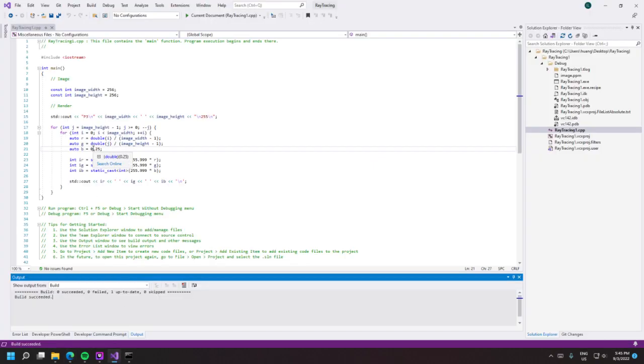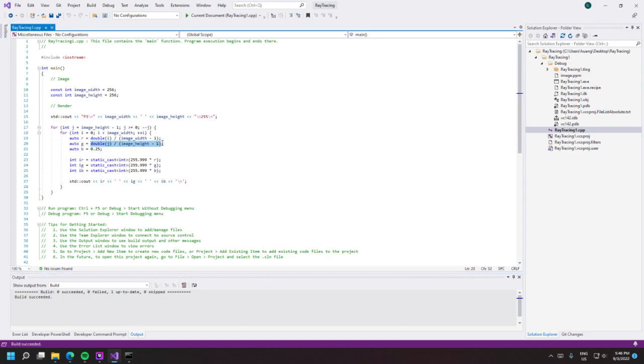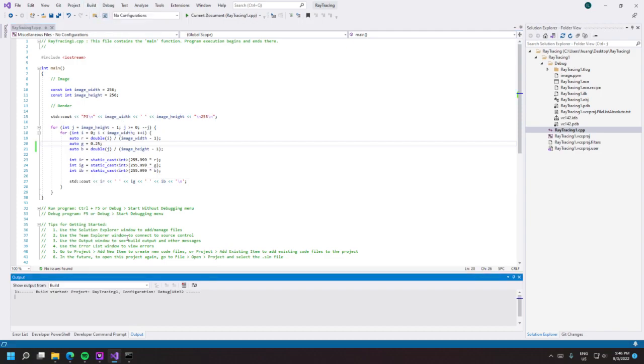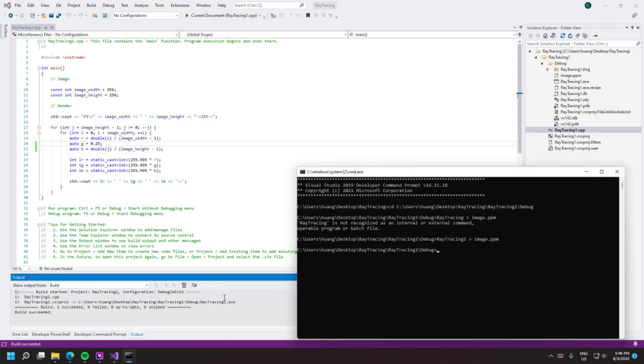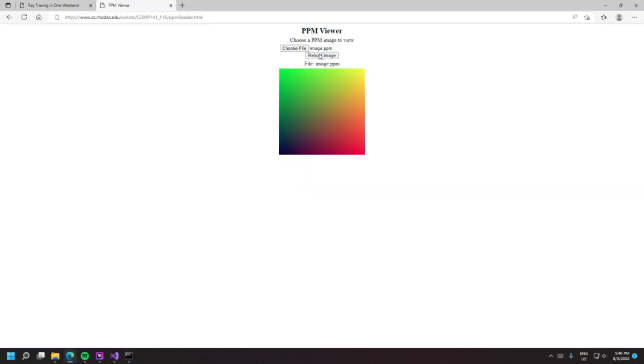Let me just try something. Let's try switching G and B, like if G were staying 0.25 and B became the gradient from 255 all the way to 0. Let's see what's going on, just to make sure that we understand. And okay, let's reload the image. I hope the image still works.